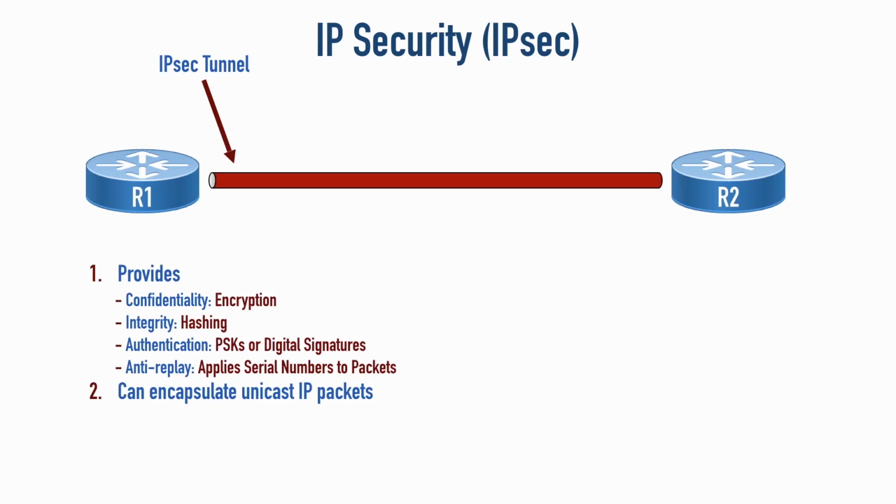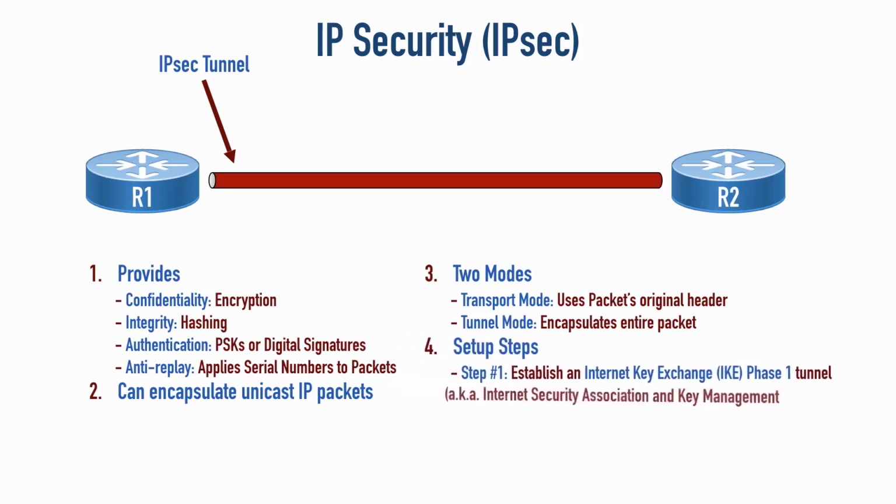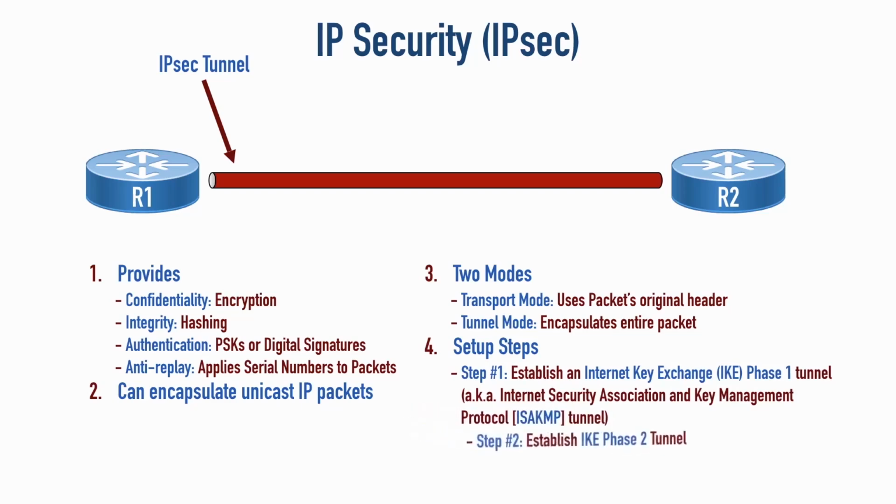But more information about IPsec that I want you to know. There are two basic modes of IPsec. There's transport mode and tunnel mode. In transport mode, we're going to be using the original packet's header, and we're going to encapsulate the payload of the packet. In tunnel mode, though, we encapsulate everything. We encapsulate the payload and the original header. And the way an IPsec tunnel is set up really uses two different steps. Step one is to establish what's called an IPsec tunnel, or an IPsec Phase 1 tunnel.